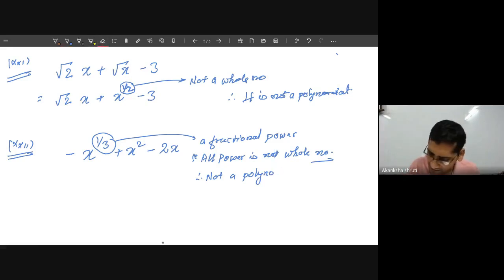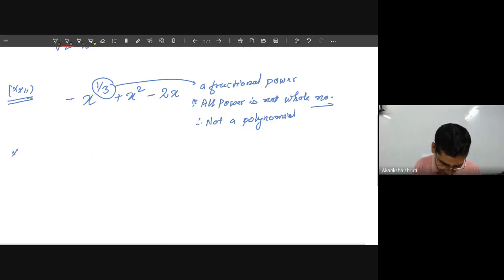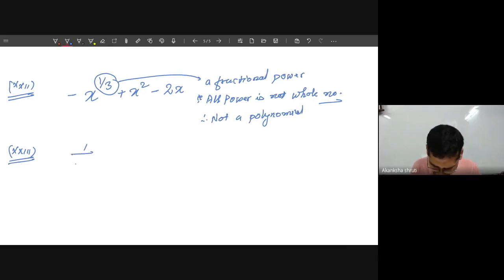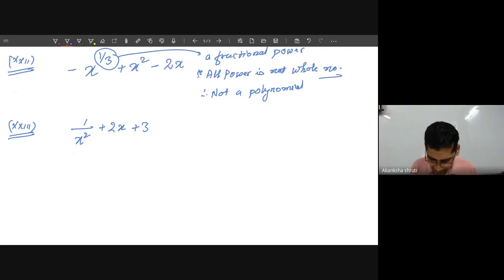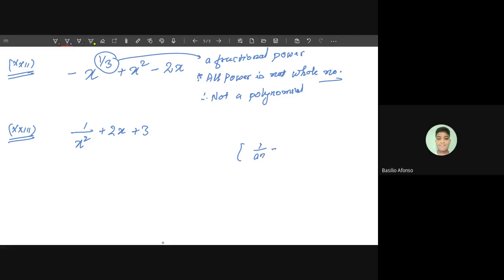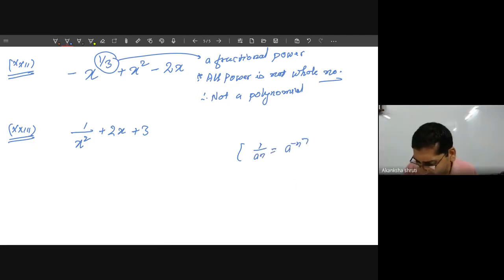Student, let me write one more example. I think by this we can stop the class. So student, now please tell me: 1/x square plus 2x plus 3, can it be a polynomial or not? Student, recall the concept. What is 1 by a to the power n? It means a to the power minus n.